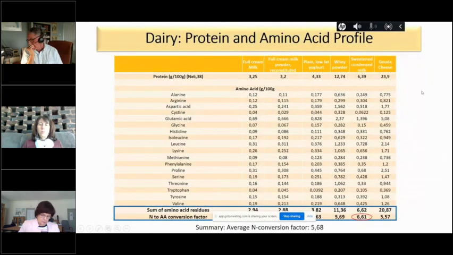Then for dairy, we have a lot of dairy data. I just chose a few, and we get a conversion factor of 5.68, except for the sweetened condensed milk that has a very high total amino acid residues, higher even than the protein content, where we use a factor of 6.38.